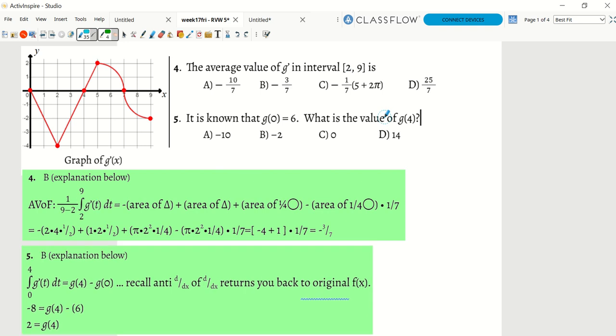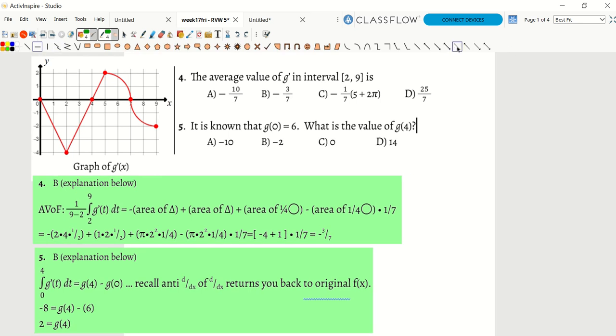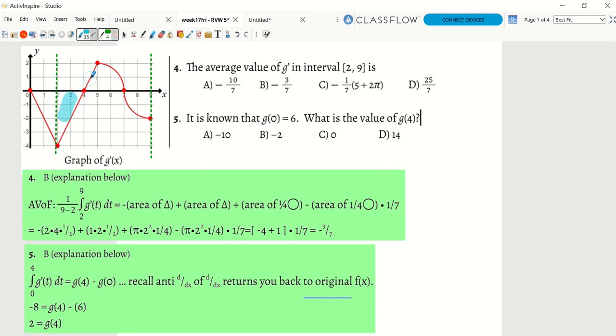And so from 2 to 9, we basically have this to this, and you have the area of a triangle, and then a quarter circle and a quarter circle, okay? And these are actually going to cancel each other out, so you really only have to worry about the area of the triangles, okay?